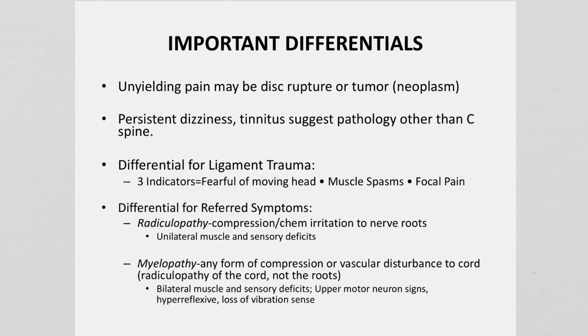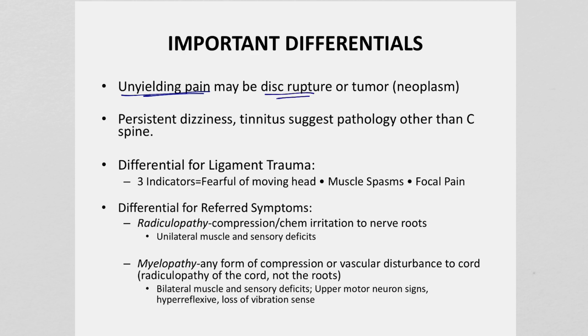Next up are important differentials. As you're asking these history questions, some of the things here would be your thought process as you're working through those differentials. So the first one is, as they describe their pain to you, are they describing it as an unyielding pain, or something that is more chemical in nature? No matter what they do, the pain isn't relieved.